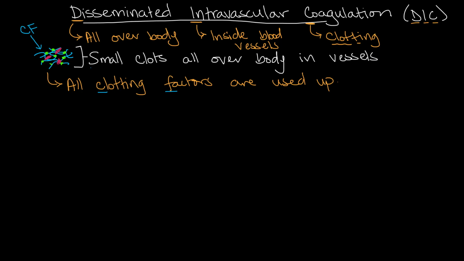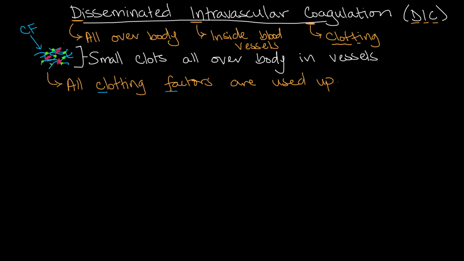And so if you have all of these small clots forming all over your body, then in the uterus, where you may be bleeding out during postpartum hemorrhage, you can't form any clots. You can't stop the bleeding in the uterus because all of these tiny clots have used up your clotting factors elsewhere in your body.